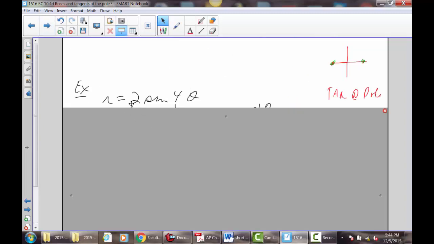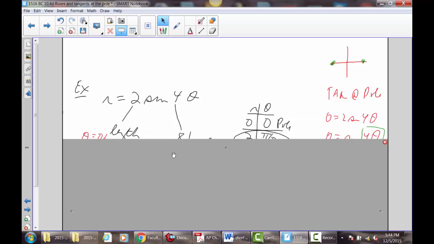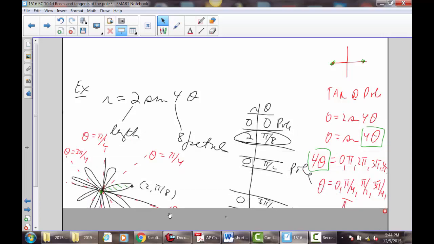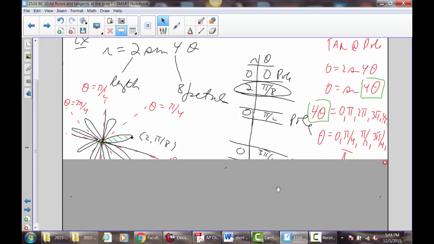Here's another example. The length of the petal, or diameter of the petal, is 2, and because this is even, there will be 8 petals. If you plug in 0, you'll get 0, so that's the pole, so that doesn't tell you anything. Now, you notice I'm not plugging in pi over 2 because I'll get the pole back again. What I purposely do is, I know I'd like this angle to be pi over 2 because the sine of pi over 2 is 1. So I purposely plug in pi over 8, since 4 times pi over 8 is pi over 2. That'll give me 1 times 2 is 2, so there's my first petal, and really that's all I need.